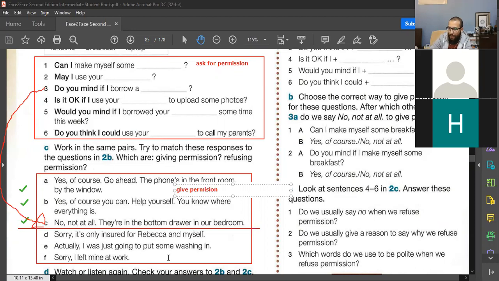In the second group, you refuse permission. It means you don't accept. Notice the answers. Sorry, it's only insured for Rebecca and myself. Actually, I was going to put some washing in. Sorry, I left mine at work. In all these cases the person gives an excuse. So this means the person does not give permission. So this is what we covered in our last lesson.